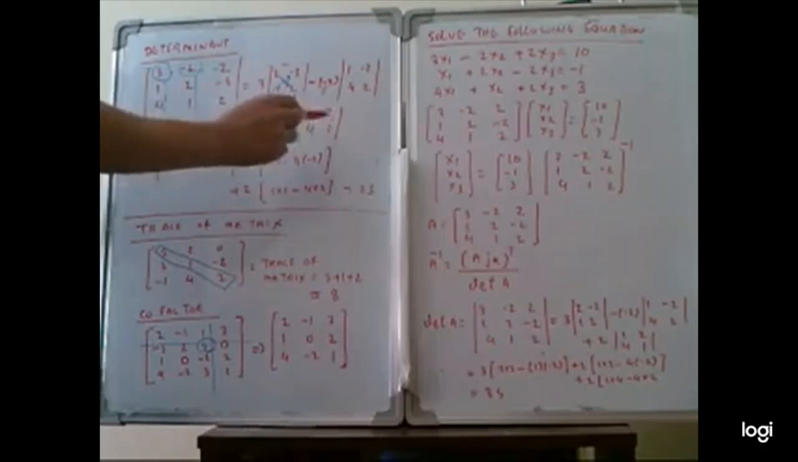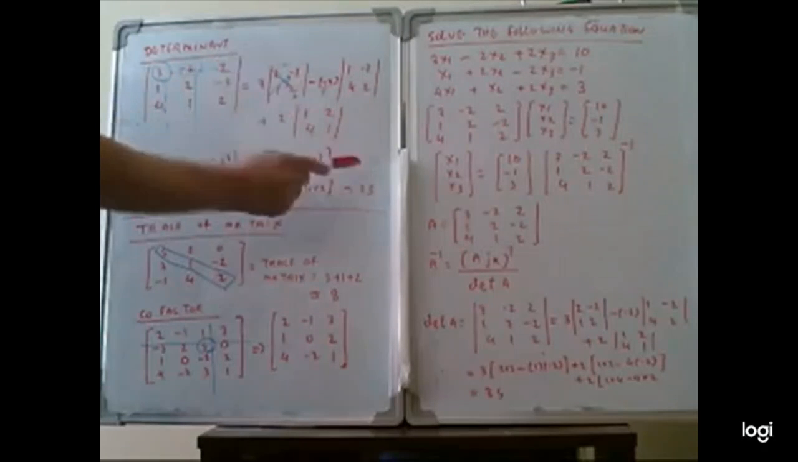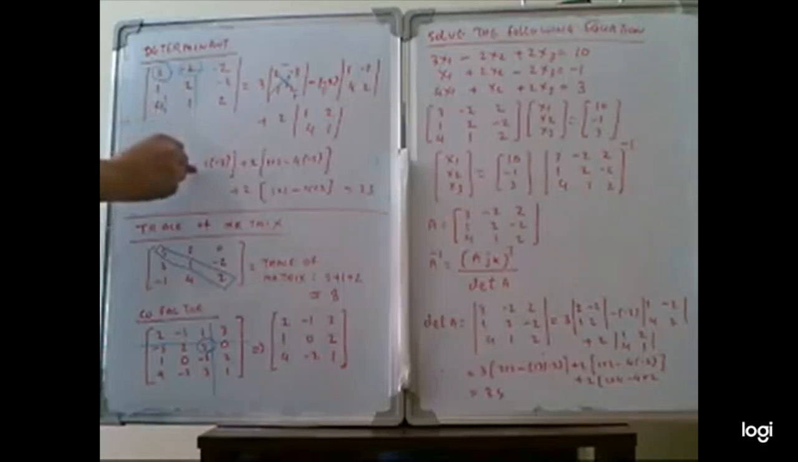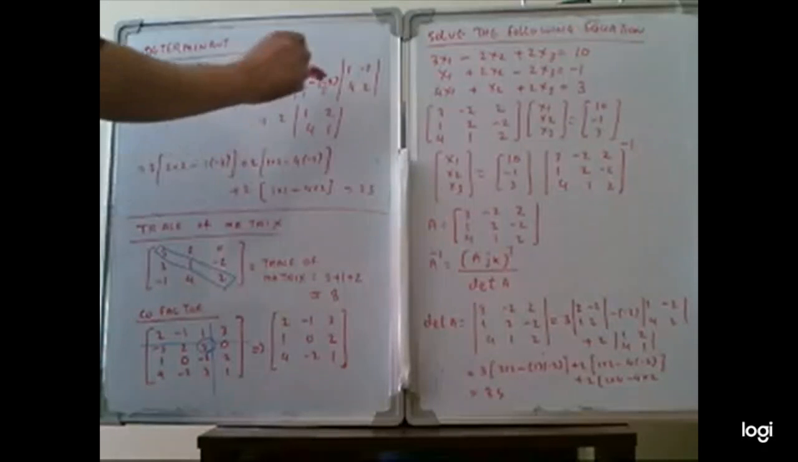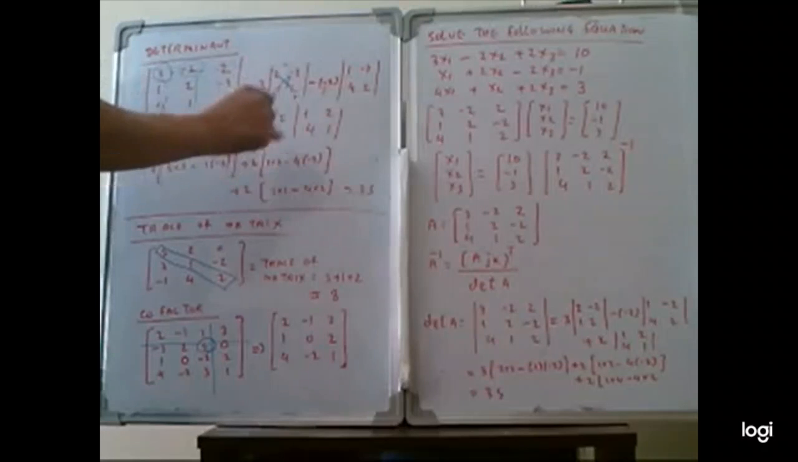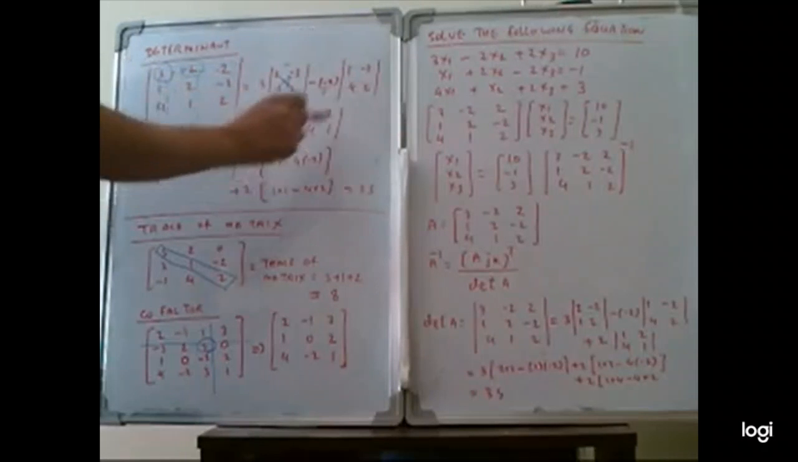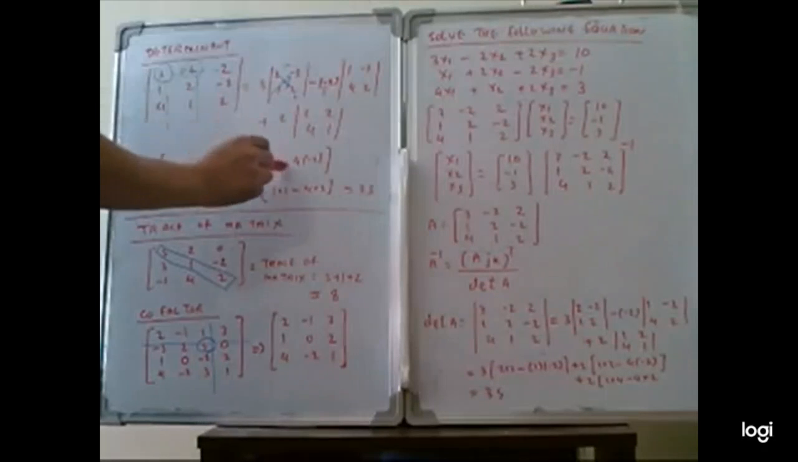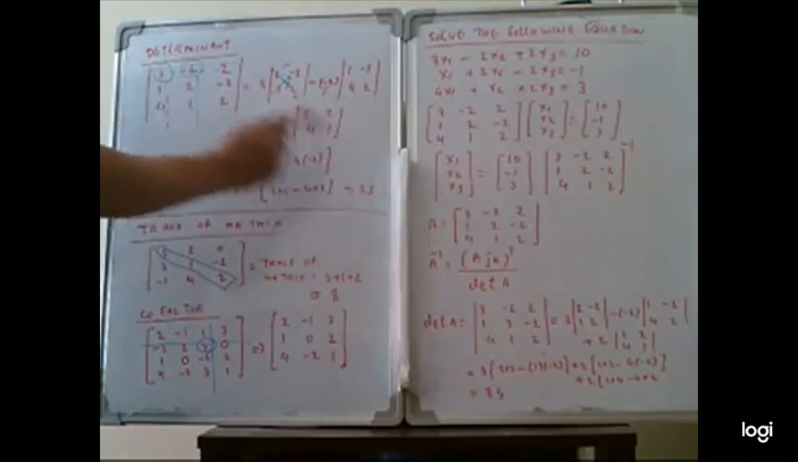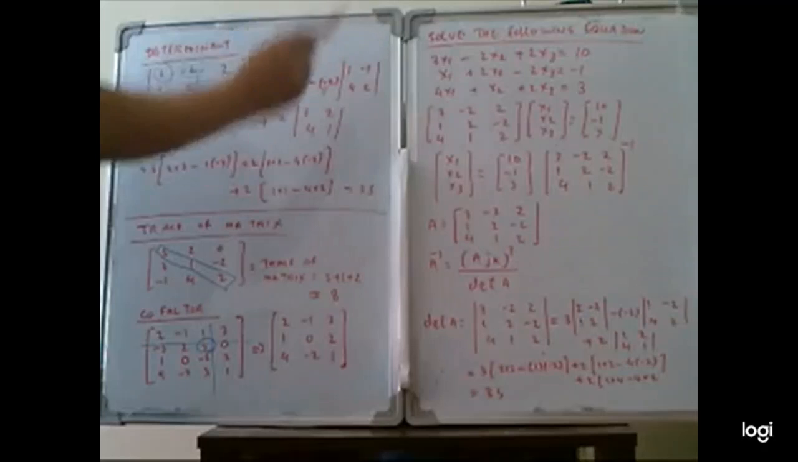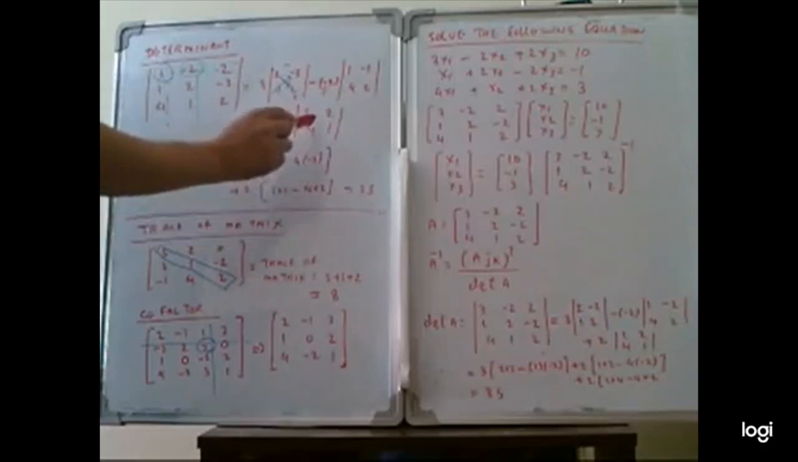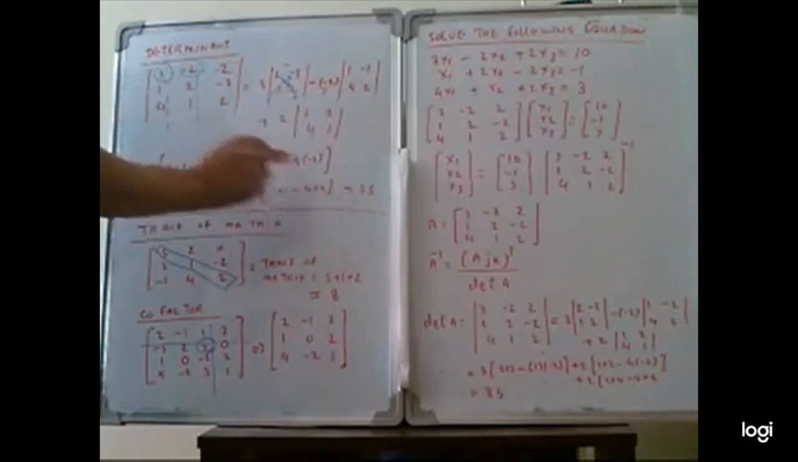Then multiply with this, which is positive. So this is 2 multiply 2 minus 1 multiply minus 3. Minus and minus is positive. This direction multiplied is positive, and that direction is negative. So 1 multiply 2 minus 4 multiply minus 3. So this multiply direction is positive, and that one is negative. Add all together to equal 35. So this is for the determinant of the matrix.